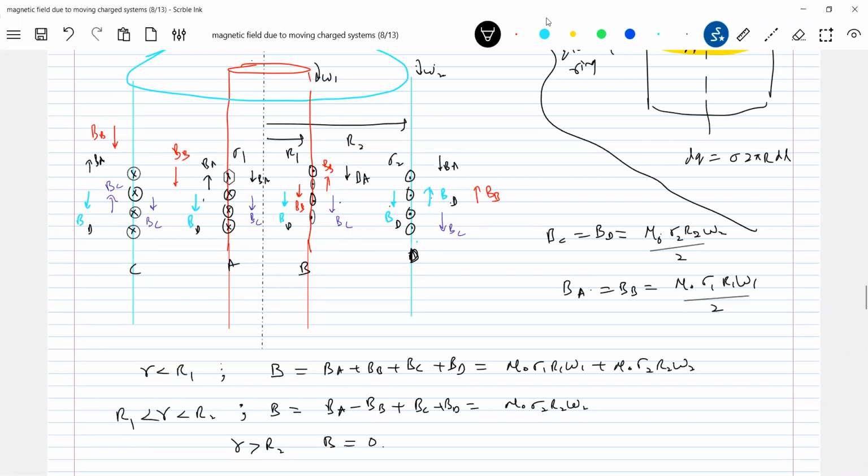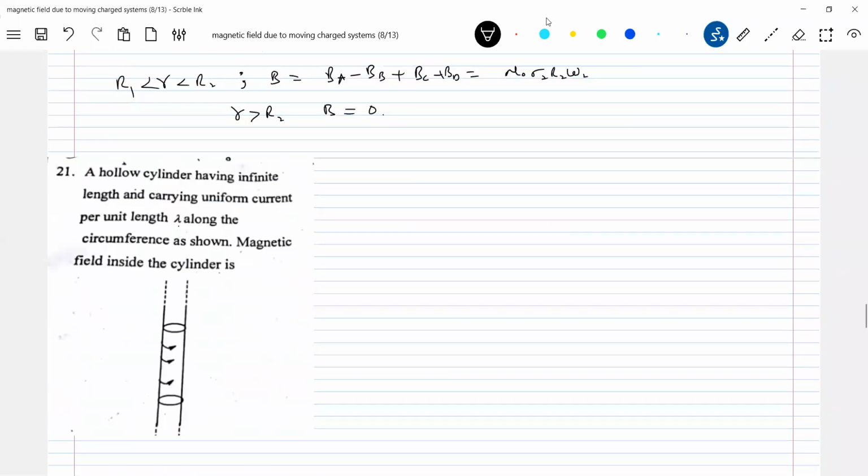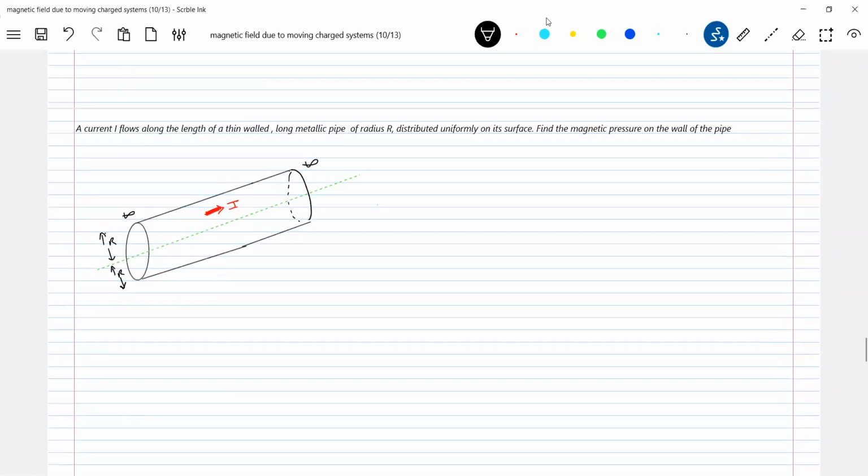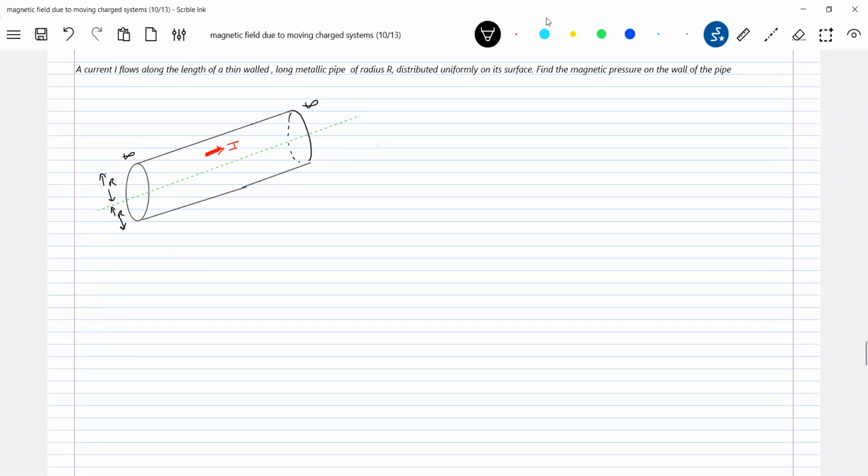Okay, now we'll go for the last one. Okay, next class we'll discuss. No, find the magnetic pressure on the wall of the pipe. Magnetic pressure.